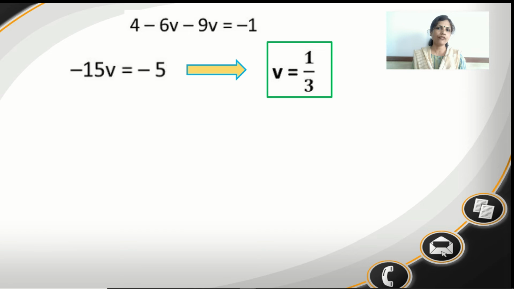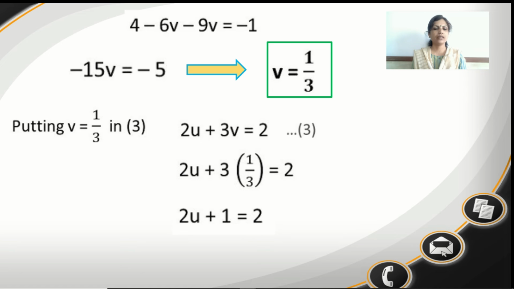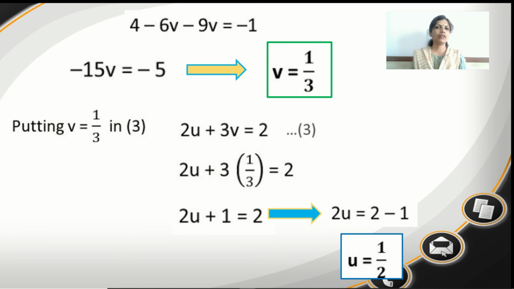Let's find the value of u now. So we can put this value of v in equation 3. This is our equation 3. 2u plus 3v is equal to 2. We'll put the value of v here. So 2u plus 3 into 1 upon 3 is equal to 2. We can cancel this 3. So we are left with 2u plus 1 is equal to 2. So 2u is equal to 2 minus 1. We are getting u is equal to 1 upon 2.